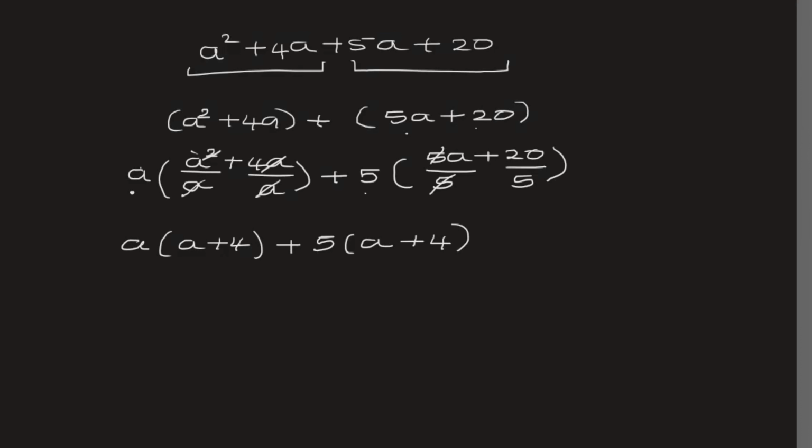So then, because these two brackets are the same, we only write one of them. So we have a plus 4, and then we take a plus 5. And we take a plus 5, and this will be our answer.